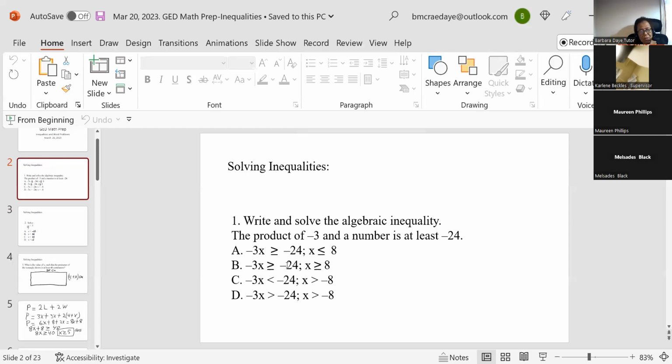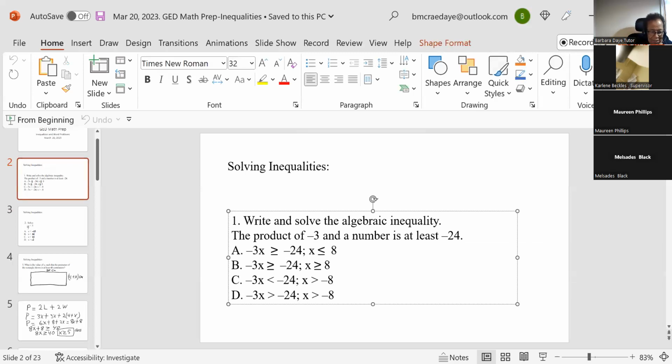But Maureen, what did you fail to do here? You divide by a negative, so you reverse the inequality. So this greater than or equal becomes less than or equal. So your answer would be what? A. That's it. Answer A.